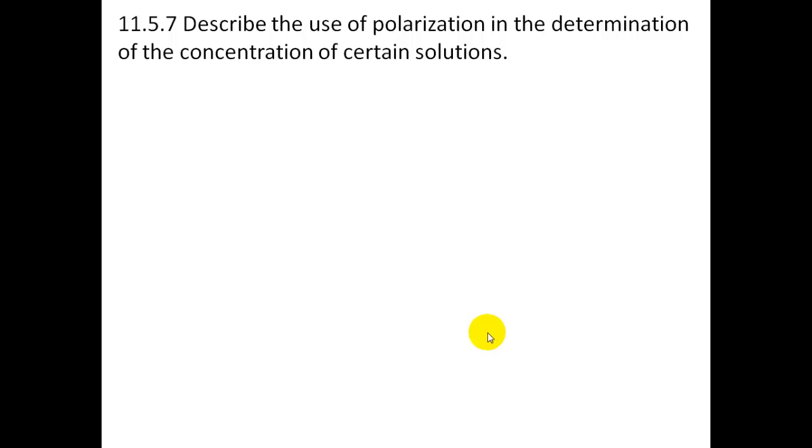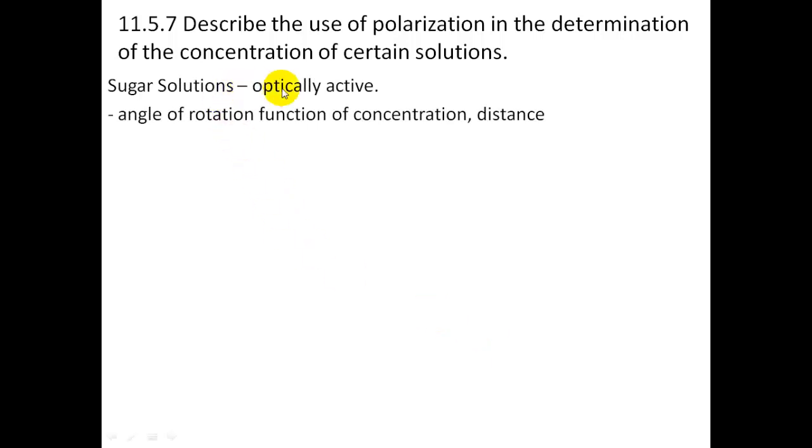Describe the use of polarization for the concentration of certain solutions. So, the angle of rotation depends on the concentration and the distance. And it's used to find syrup concentration. If you know, for example, that a 40 centimeter length of 1 molar solution rotates by 5 degrees, and you're rotating it by, let's say, 10 degrees, you know you're either going to have twice the concentration or twice the distance. And you can measure the distance, so you can find out the concentration easily enough.